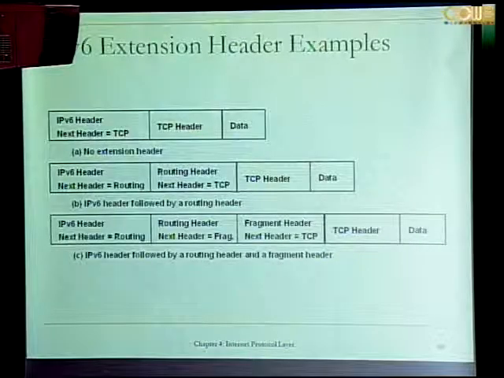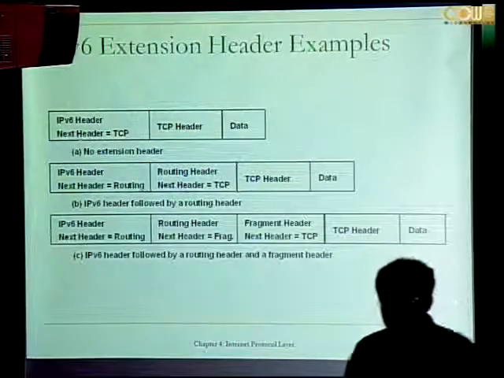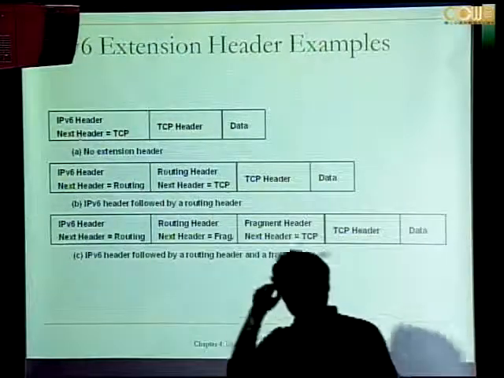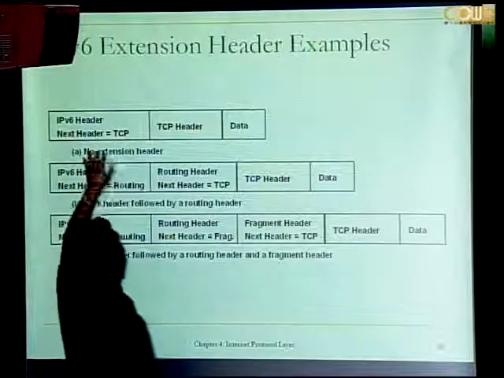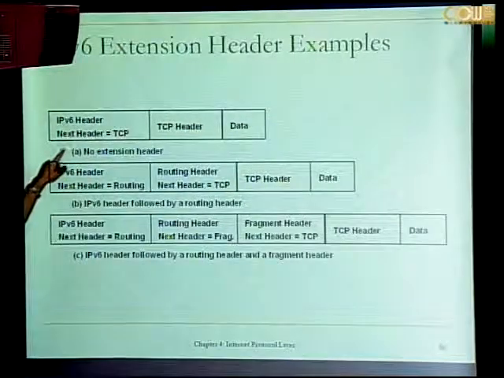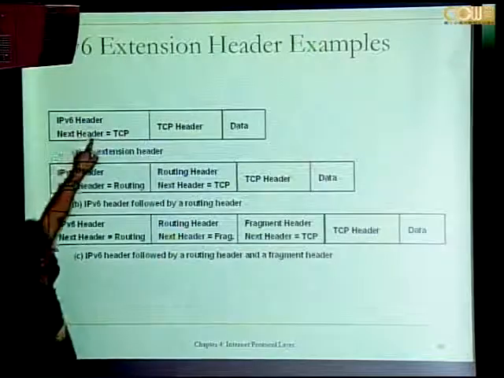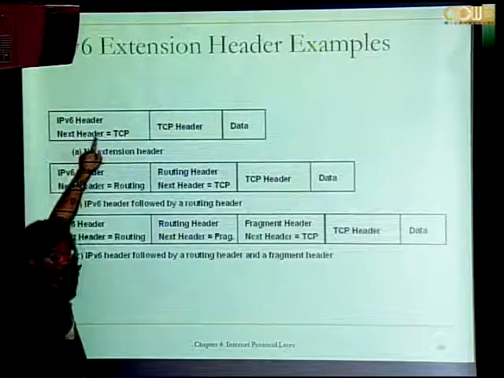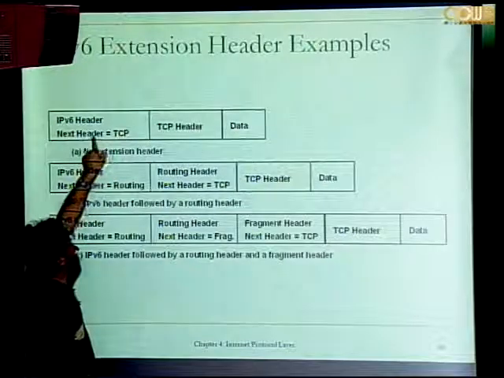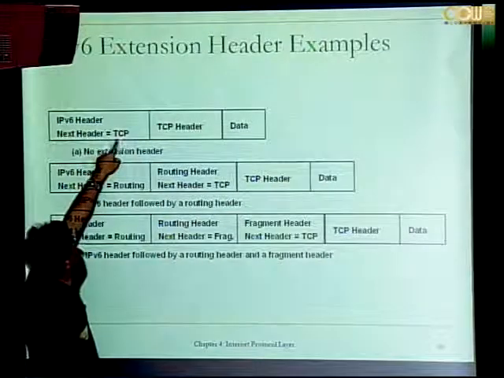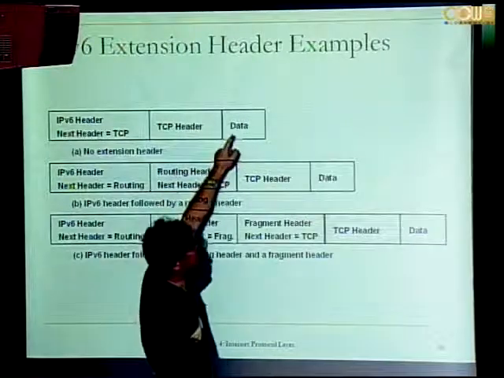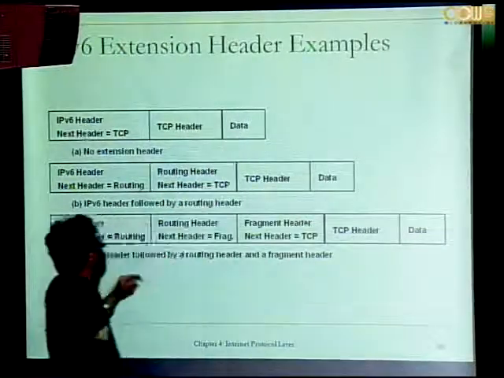They have defined the extension header. The most simple one has no extension header. I have an IP header, and in the next header field, it says TCP. You put the number for TCP. Then next will be the TCP header and then data, and then the application header and payload here.